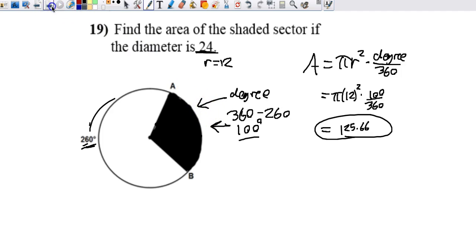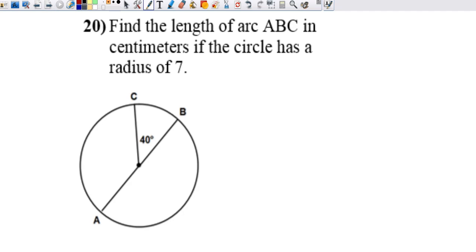Okay, question 20. Find the length of the arc ABC. Now, ABC is not this arc here. ABC is actually going from all the way over here all the way to C. So you're taking the longest path because that's the order of the letters, A to B to C.